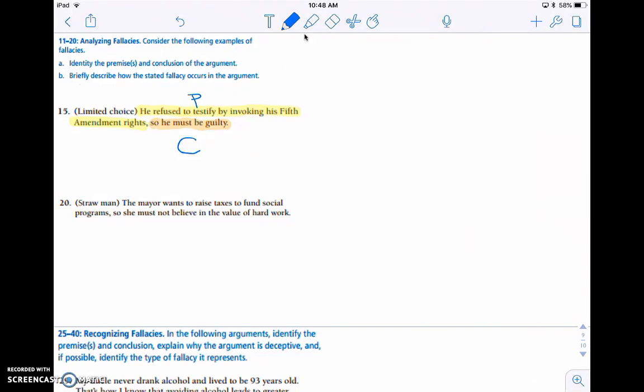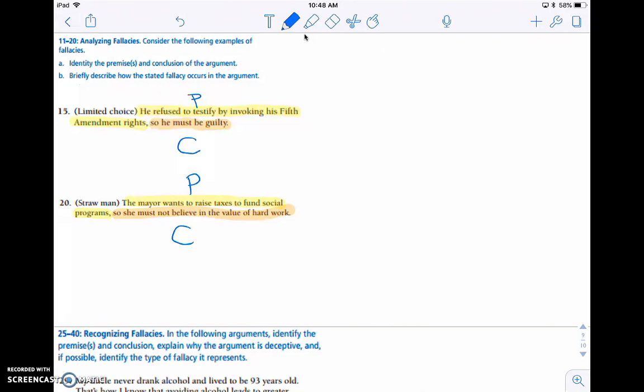Okay, so the mayor wants to raise taxes to fund social programs. So there's our premise. So she must not believe in the value of hard work. There's our conclusion. So we have the premise and the conclusion. Okay, this is the straw man argument. And if you think about it, the mayor has kind of been characterized as lacking in this one.